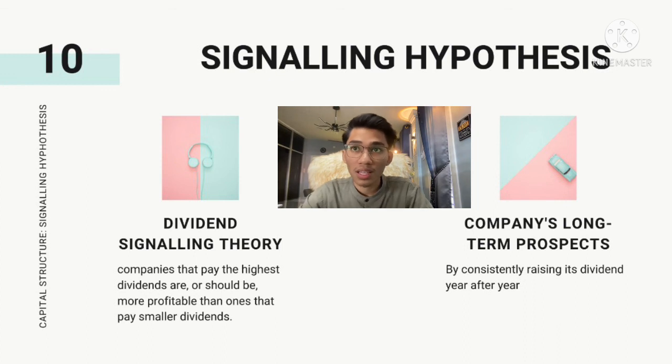According to the dividend signaling theory, companies that pay the highest dividends are or should be more profitable than ones that pay smaller dividends. This idea implies that the signaling theory may be called into question if an investor evaluates the extent to which current dividends serve as a predictor of future profitability. By consistently raising its dividend year after year, a firm may be sending a signal to the market that its management and board of directors are optimistic about the company's long-term prospects.